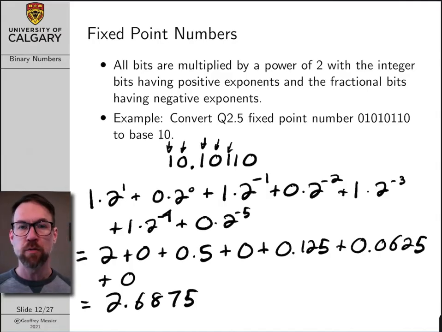So you can see now, hopefully, that with fixed point numbers, the integer part is just like the regular old integer binary numbers that we've been working with up until now. And the fractional part is also very similar, except it's just inverse powers of 2. The first bit to the right of the binary point represents a half. The second bit represents a quarter. The third bit represents an eighth, and so on.